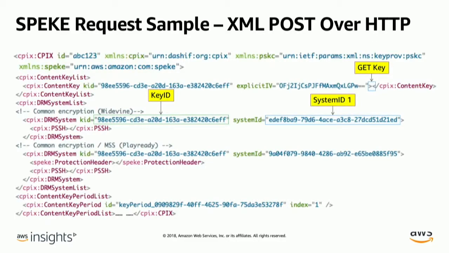So in that example, we have a system ID. The system ID is what identifies if it's PlayReady or Widevine or FairPlay. Absolutely. So here, this is an example of a Widevine and a PlayReady system ID. So we have the same key ID, but two different system IDs. Absolutely. And we also use this for the multi-DRM format of encryption. Okay, so that's a simple request to get the key that we want to perform the encryption with, and the response would be something like this.